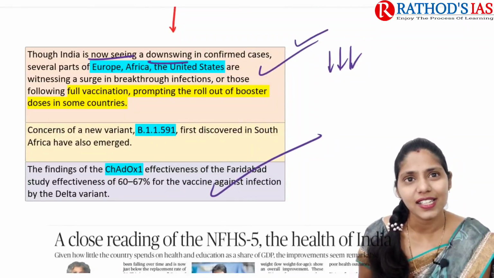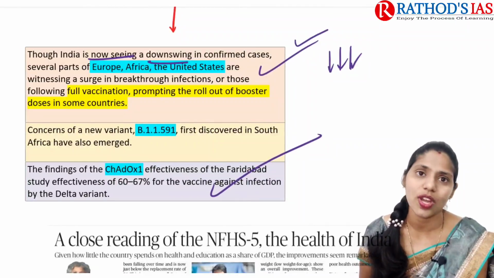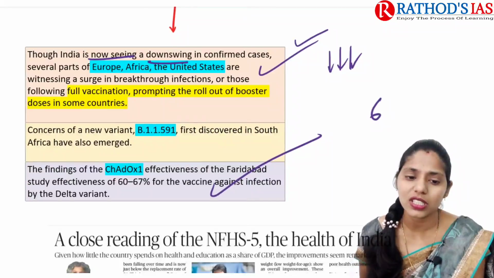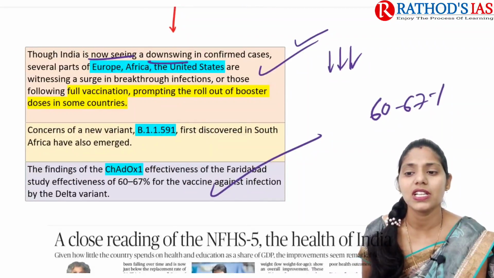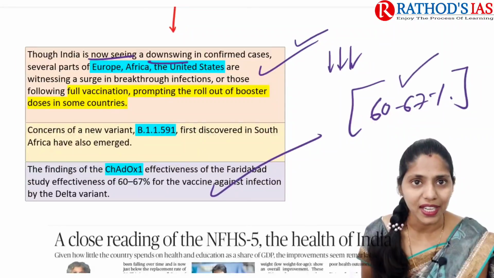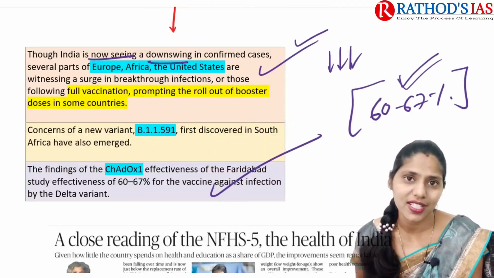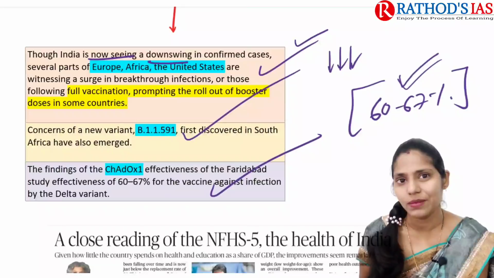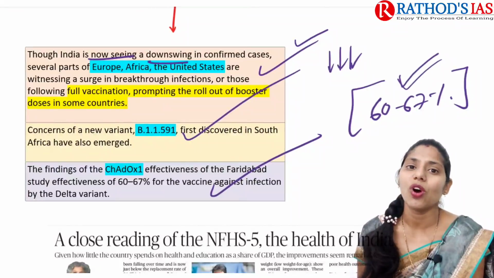So finally, this article says that the Haryana study in Faridabad found that the Covishield vaccine has about 67% effectiveness, which was recorded against the Delta virus as well. So this is the gist of this topic, and I hope it is very clear. Now let us move on to the next topic.